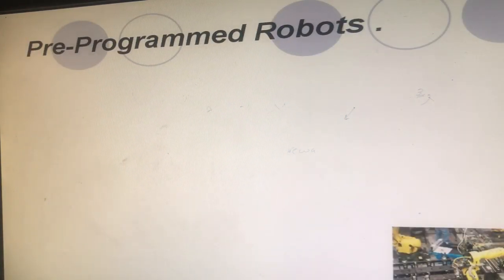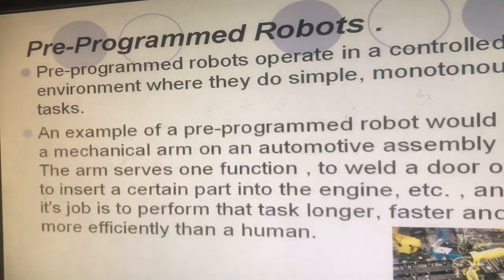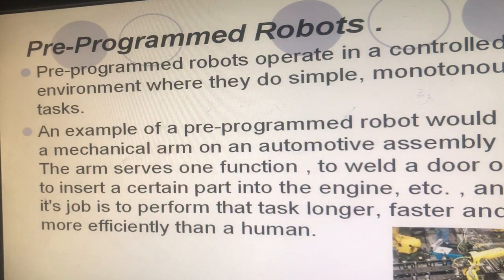Pre-programmed robots operate in a controlled environment where they do simple, monotonous tasks. An example of a pre-programmed robot would be a mechanical arm on an automotive assembly line. The arm serves one function: to weld a door on, to insert a certain part into an engine, etc., and its job is to perform that task longer, faster, and more efficiently than a human.